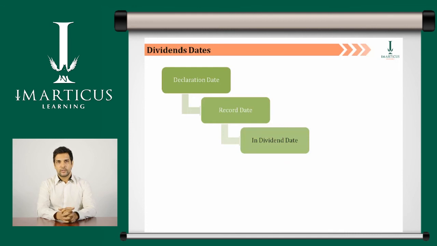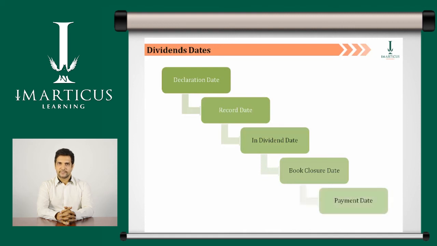Existing holders of the stock and anyone who buys it on this day will receive the dividend, whereas any holders selling the stock lose their right to the dividend. After this date, the stock becomes ex-dividend. Book closure date. This is the date on which the company temporarily closes its books for fresh transfer of stocks. And finally, you have the payment date, the date when the dividend is paid or credited into shareholders' accounts.